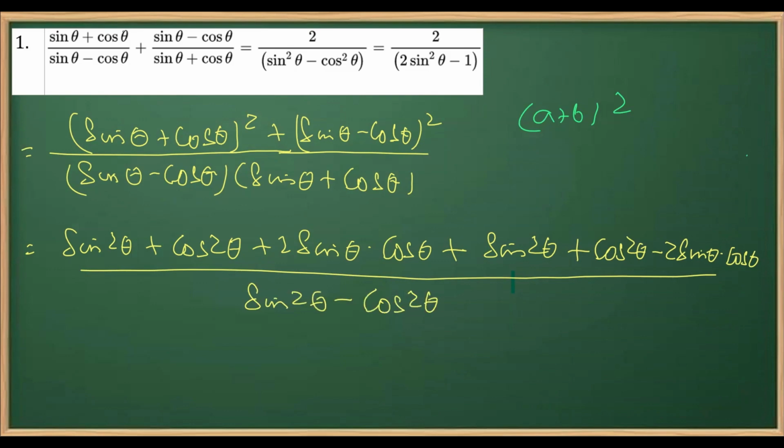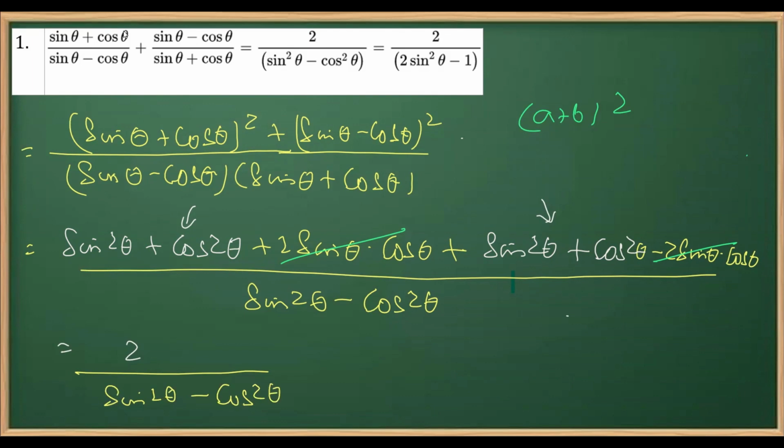Now check here. Here we find 2 sine theta cos theta positive and 2 sine theta cos theta negative. So you can figure out from here that this is sine square plus cos square theta, which is 1. This will turn as 1, and this also, which is sine square plus cos square, which is 1. So 1 plus 1, that is 2, right? This is 2 over the sine square theta minus cos square theta, that's the numerator left here.